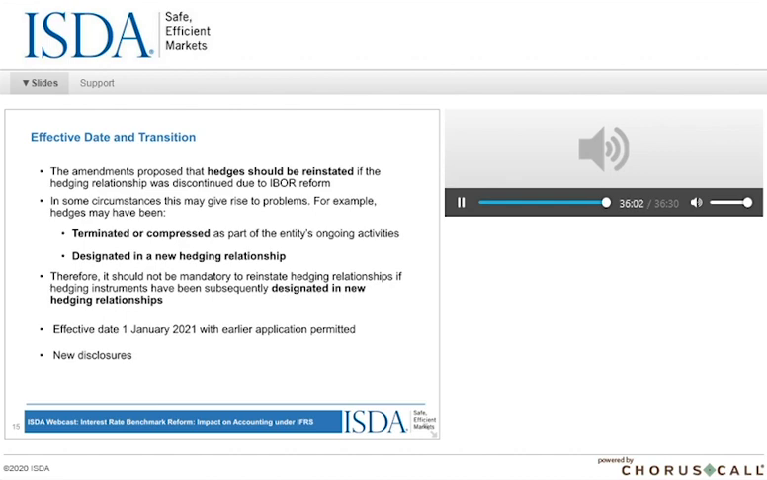The effective date for the amendments is January 2021, with early application permitted. And entities will need to consider how to meet the disclosure requirements, which we discuss further on a later slide. I'll now hand over to Tony, who will take us through some examples which illustrate the application of the amendments.